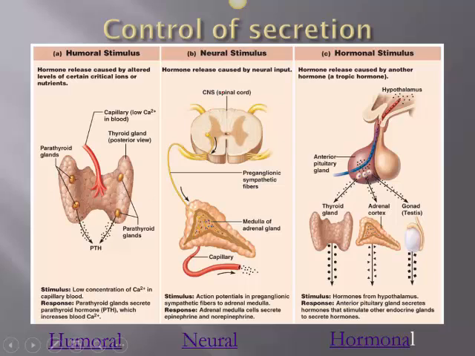The second type of example is something called a neural stimulus, where there's a nerve stimulus coming down. And the best example of a nerve stimulus is in the medulla of the suprarenal gland or adrenal gland. Actually, better to call it suprarenal, not adrenal, because in us, the gland sits on top of the kidneys. So above the kidneys meaning suprarenal.